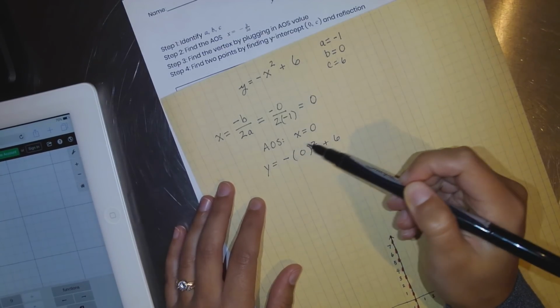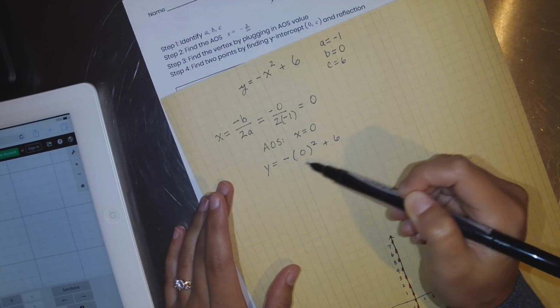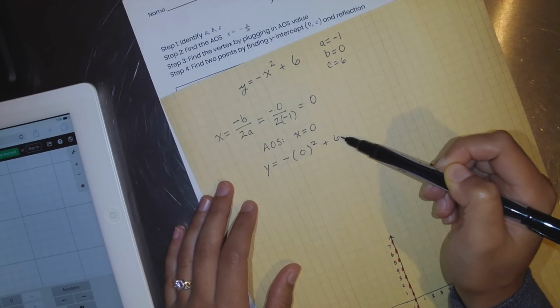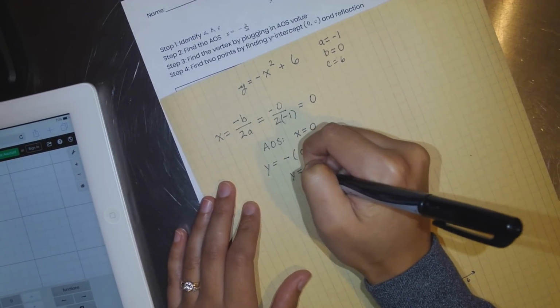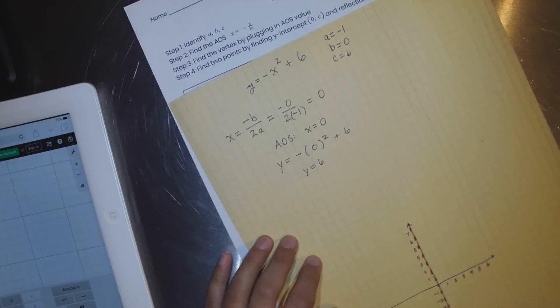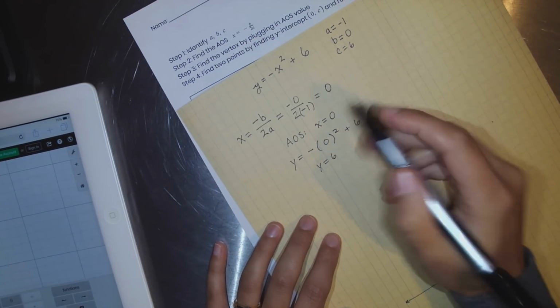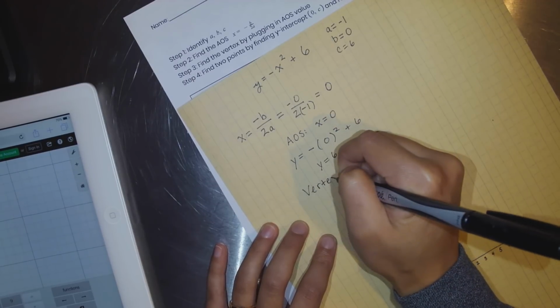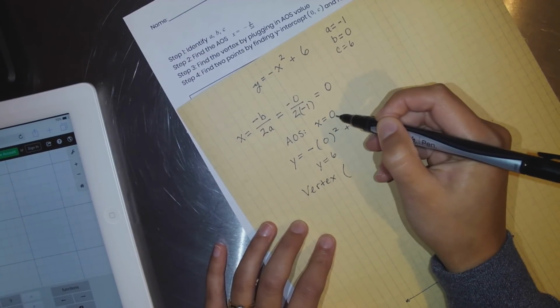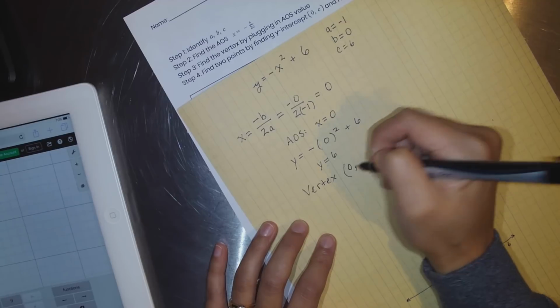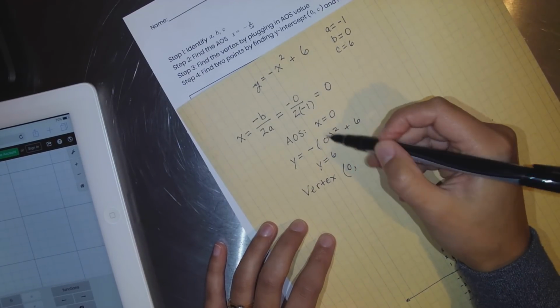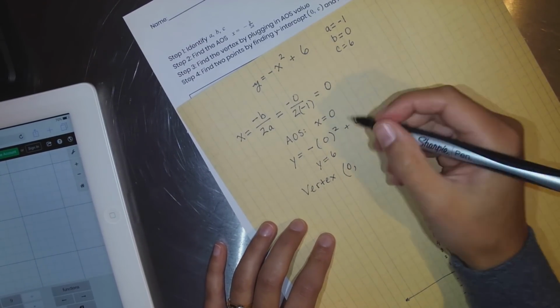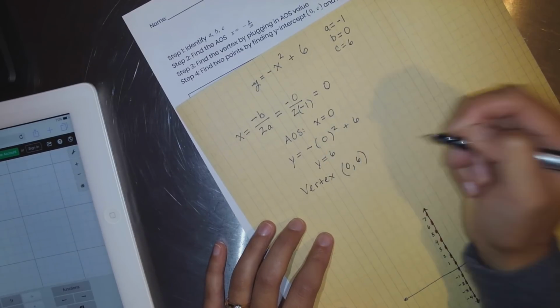0 squared is 0, it's -0. This is just all going to be 0 plus 6. So my y value is 6. Therefore, my axis of symmetry is 0. My vertex is the x value for my axis of symmetry, which is 0, and the y value from when I plugged it back into the original, so 0, 6.